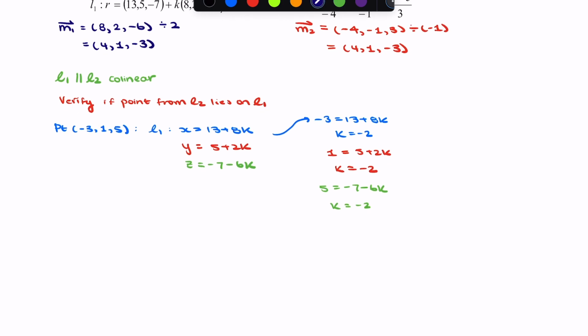So here what we see is therefore -3, 1, and 5 is on line 1, which proves again that they are coincident lines.